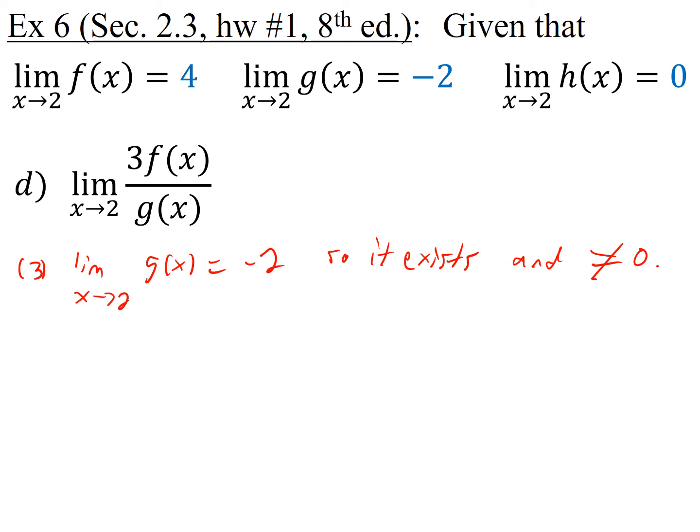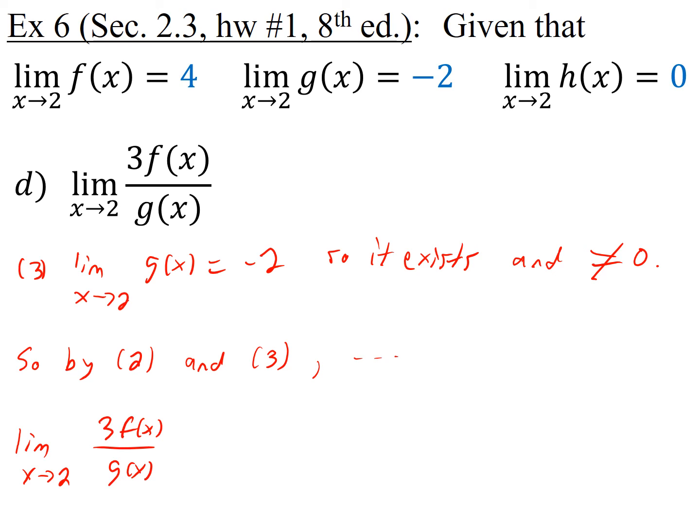Okay, so now we can finally do the problem. So because of the fact 2 was that the limit of the top exists and it's 12, and by 3, which says the limit of the bottom exists and is not 0, we can do the problem. So we have the limit as x goes to 2 of 3f of x over g of x. Again, for the division limit law, you just put the limit one time on top, and then one limit on the bottom.